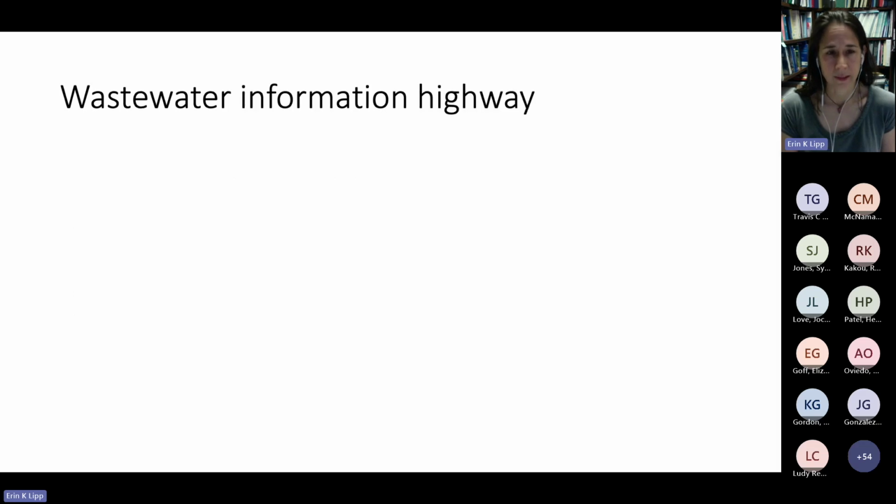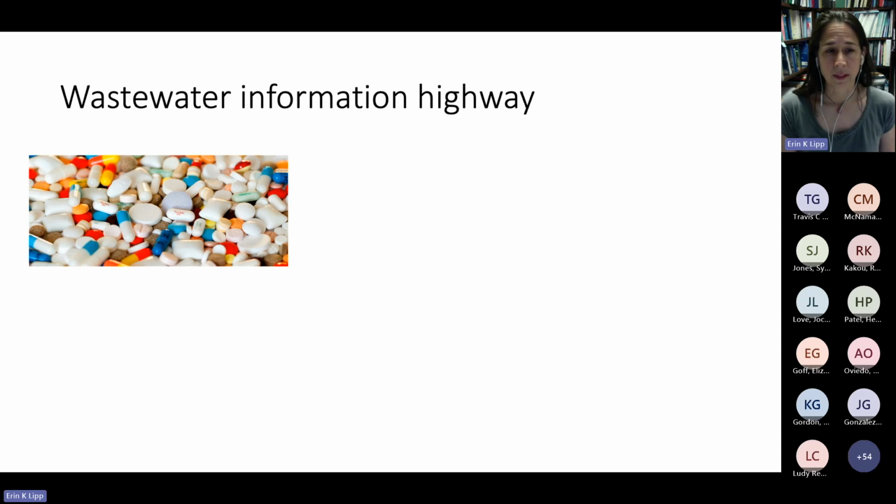One of the ways that those of us working in the field like to think about it is that it's really an information highway. So we've gone from just thinking about wastewater as something we need to treat and move on from, which is clearly extremely important, but also as a way to tell what's happening across a population.